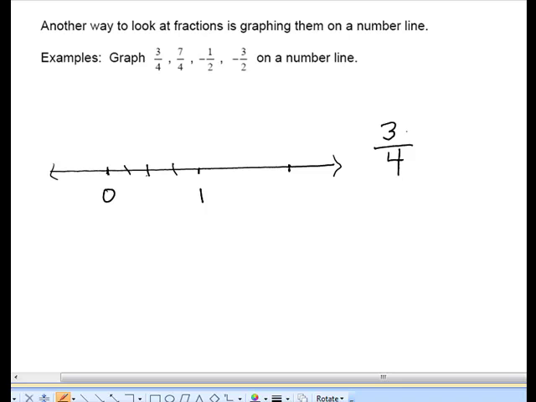Right, that represents my denominator. Now for my numerator, I start at 0 and count over. So I'm going over, don't count where you start. 1, 2, 3 parts, and that's where I'll make my point. So this is 3/4. Right, next let's do 7/4. So I have the same denominator. I'll do it on the same picture.